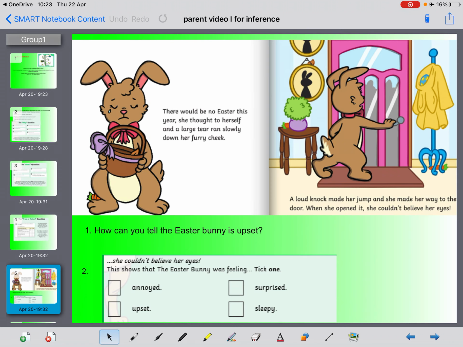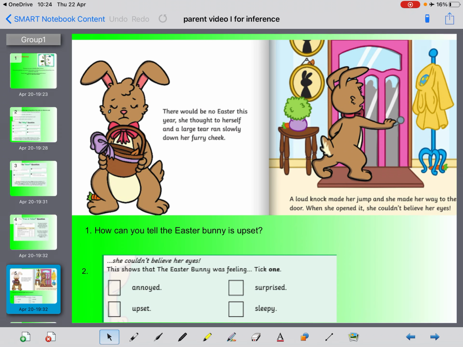How can you tell the Easter bunny is upset? So we're going to be looking for clues in the text. And this is something you can help your child with at home by looking for key clues in the text to help them answer the question. So how could we tell the Easter bunny is upset?